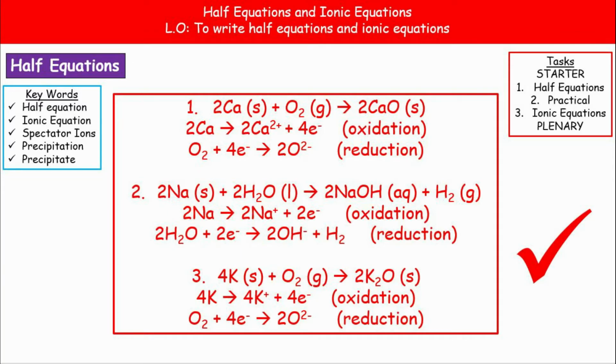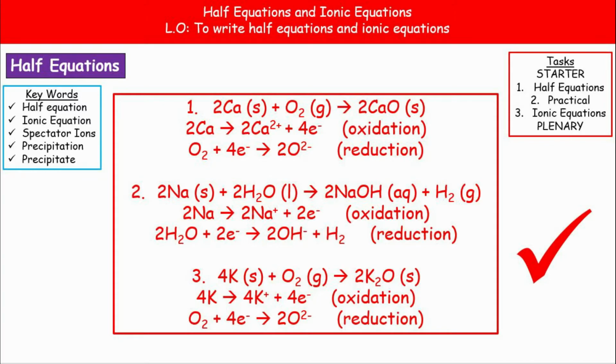and if we look, we've got 2 calcium atoms in the actual balanced equation there. So that means we've got to have 2 calcium atoms in our half equation, which means we've got 2 calcium ions, and each calcium ion has a 2+ charge, so we need 4 electrons overall. So 2Ca makes 2Ca2+ plus 4e-.